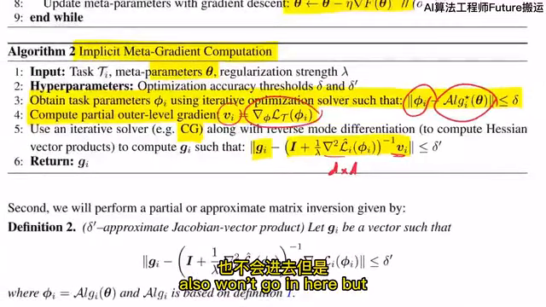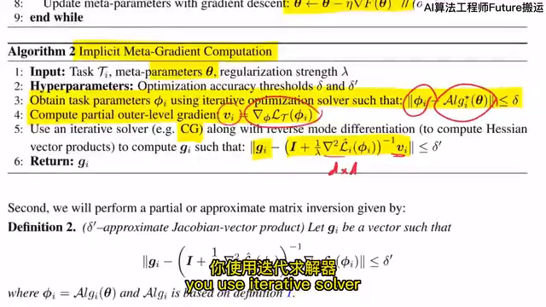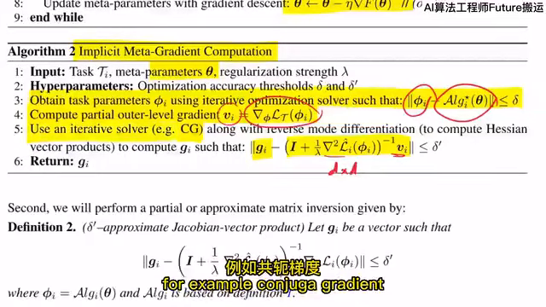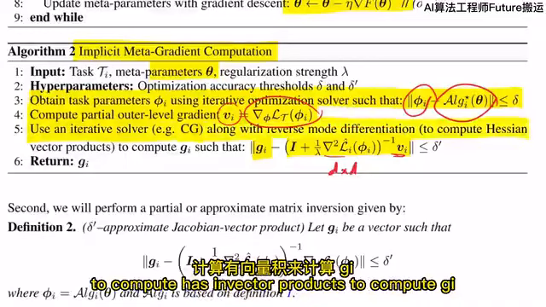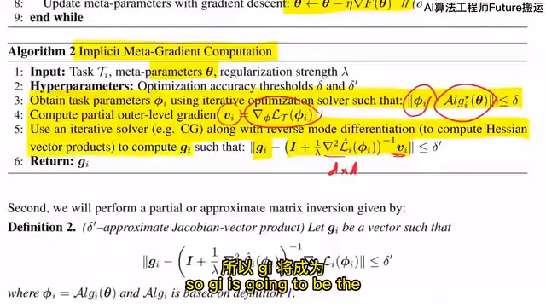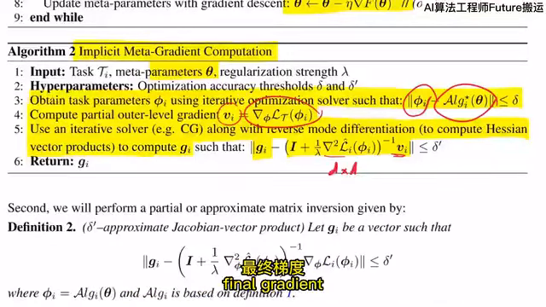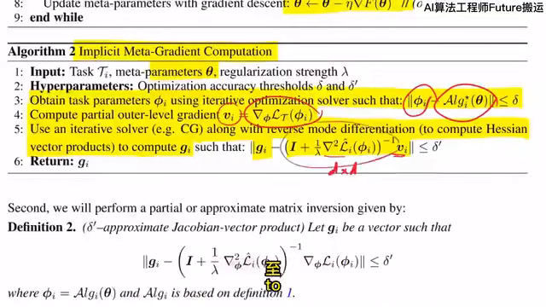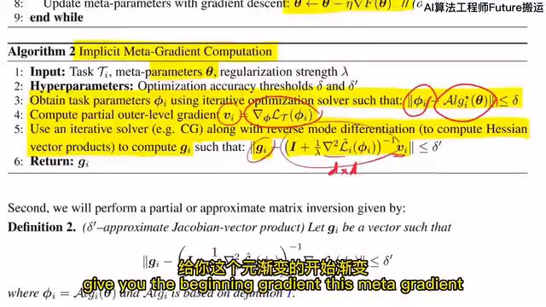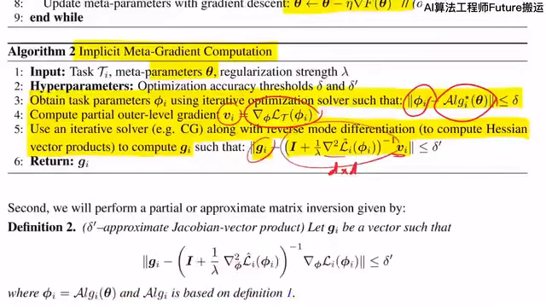I also won't go into that here, but you use an iterative solver, for example, conjugate gradient, along with reverse mode differentiation to compute Hessian vector products, to compute GI. So GI is going to be the final gradient pulled back through this matrix right here to give you the beginning gradient, this meta gradient.